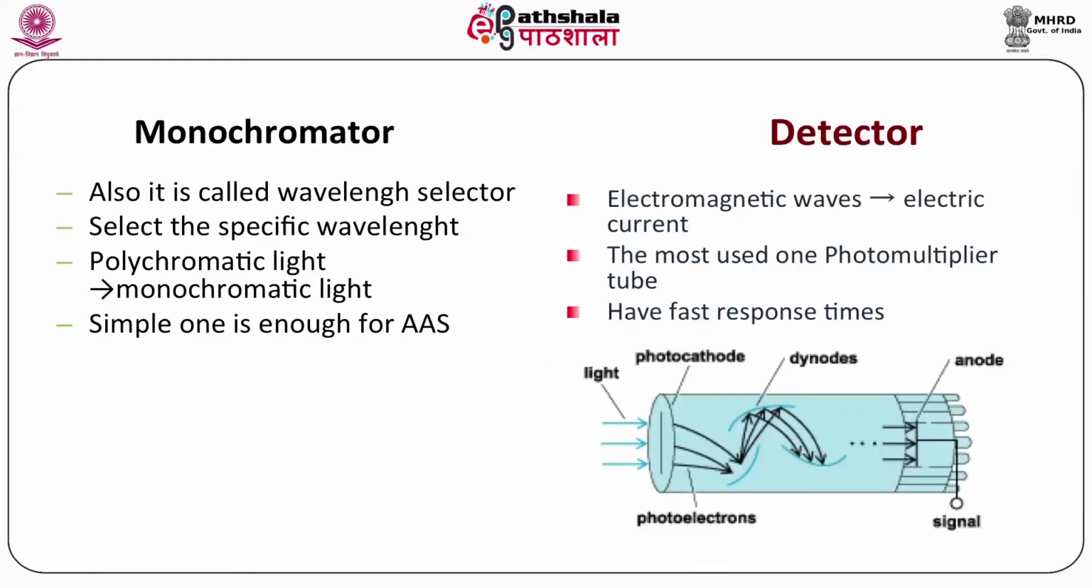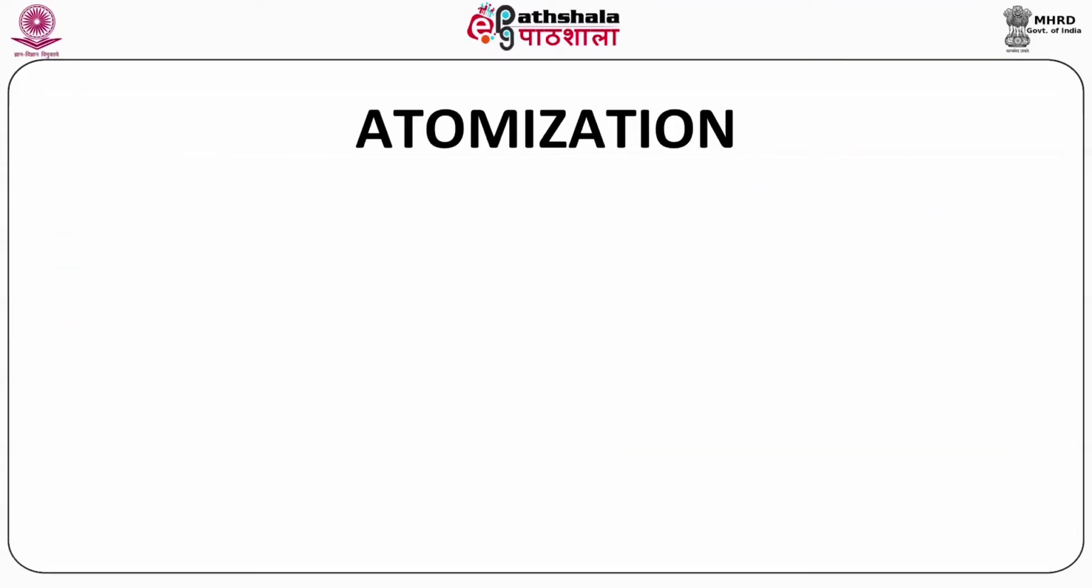The third component is the detector. You can see here the structure of the detector. It converts the electromagnetic waves into electric current, and the most commonly used is the photomultiplier tube, which has a fast response time. Now we talk about the process of atomization.